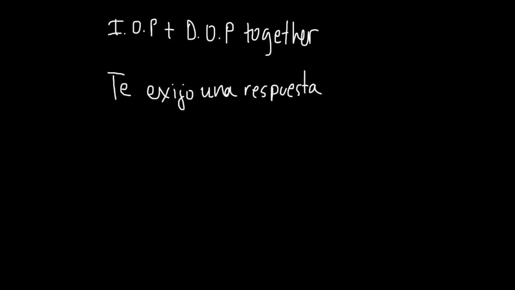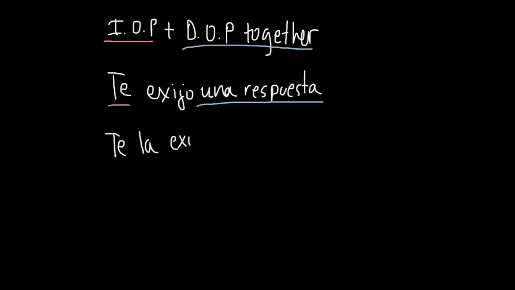So in Spanish we can have indirect object pronouns and direct object pronouns together. For example, te exijo una respuesta. Te is the indirect object and una respuesta is the direct object. So in this case it will be te la exijo. Notice that the indirect object goes before the direct object and then the rest of the sentence.